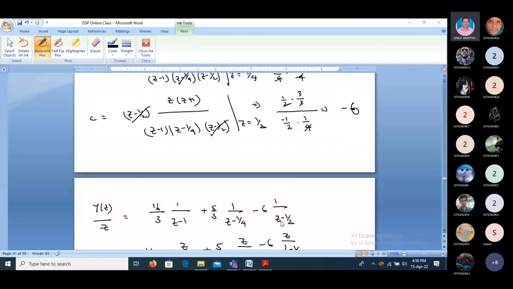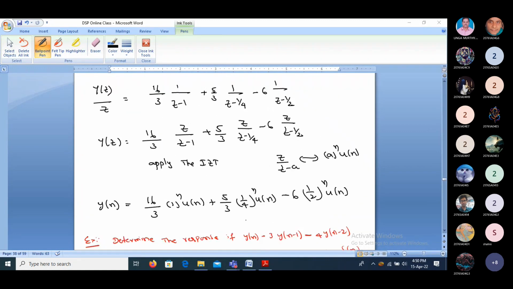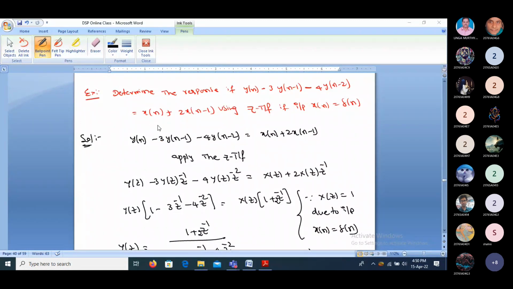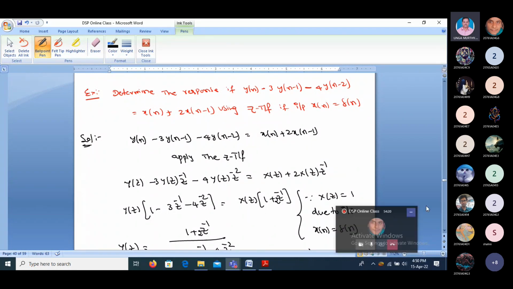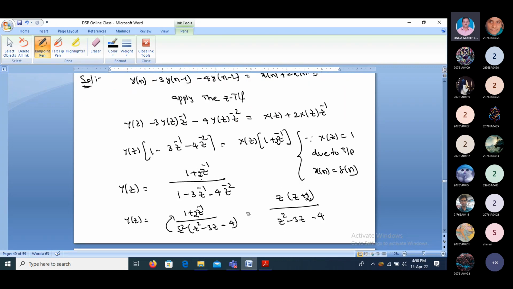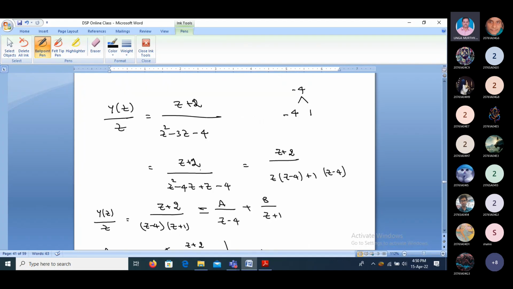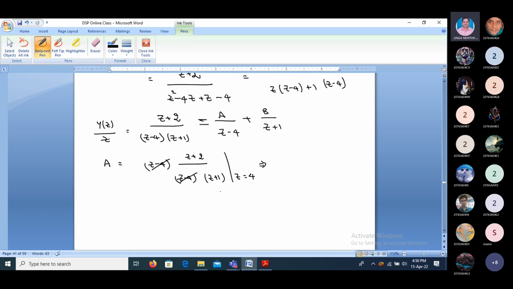So here clearly observe it, ma'am. In the second problem, there is x of n plus 2 into x of n minus 1. So X of z plus 2 into X of z into z inverse. So here 2 is missing. 1 plus 2 z inverse, z into z plus 2. So finally now the answer is 6 by 5 for A value, and B value is equal to z plus 1 into z plus 2 divided by z minus 4 into z plus 1.